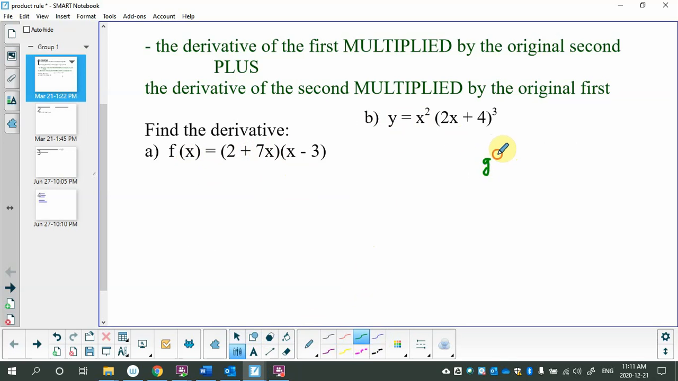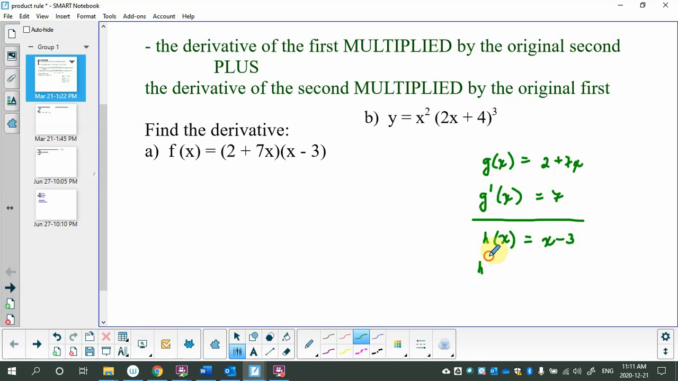No, I'll call it g. So g of x is equal to 2 plus 7x. And then g prime of x, so the derivative of that, is 0 plus 7, so 7. Then h of x, let's call the second one, which is x minus 3. And if I take the derivative of that, that's 1 minus 0, which is 1. So now I've got all the pieces that I need for this.